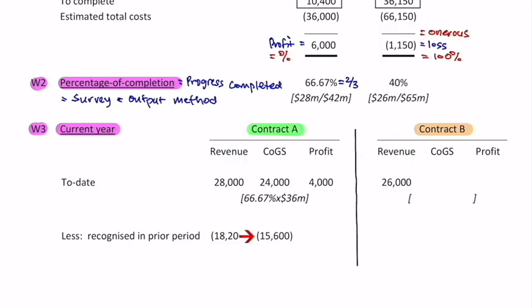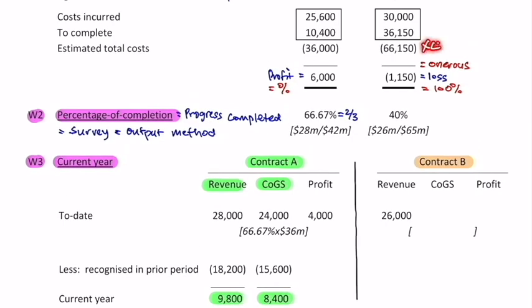18.2, 15.6. This will be the current year adjustment. For contract A, 28 minus 18.2, the revenue for the current year is equal to 9.8. For contract A, the cost of service to profit and loss will be 24 minus 15.6, equal to 8.4.